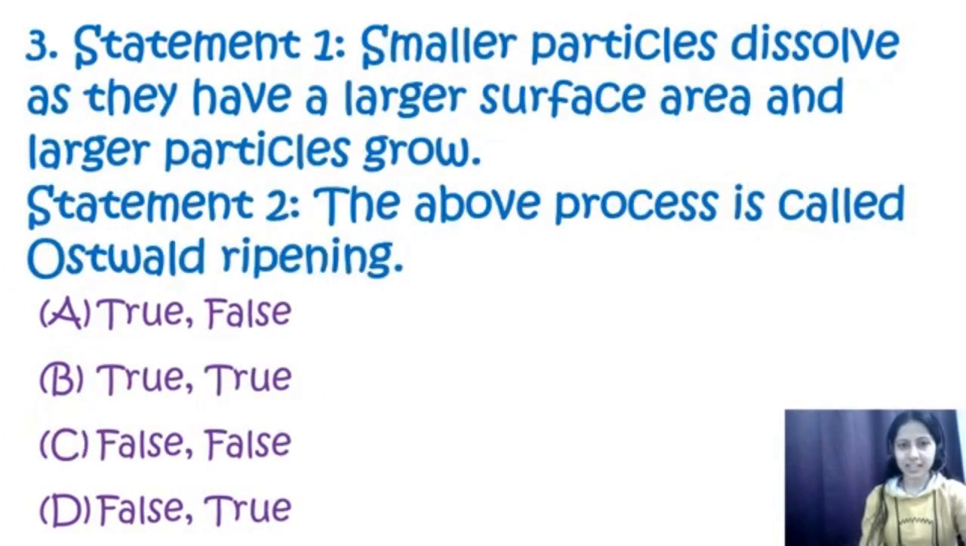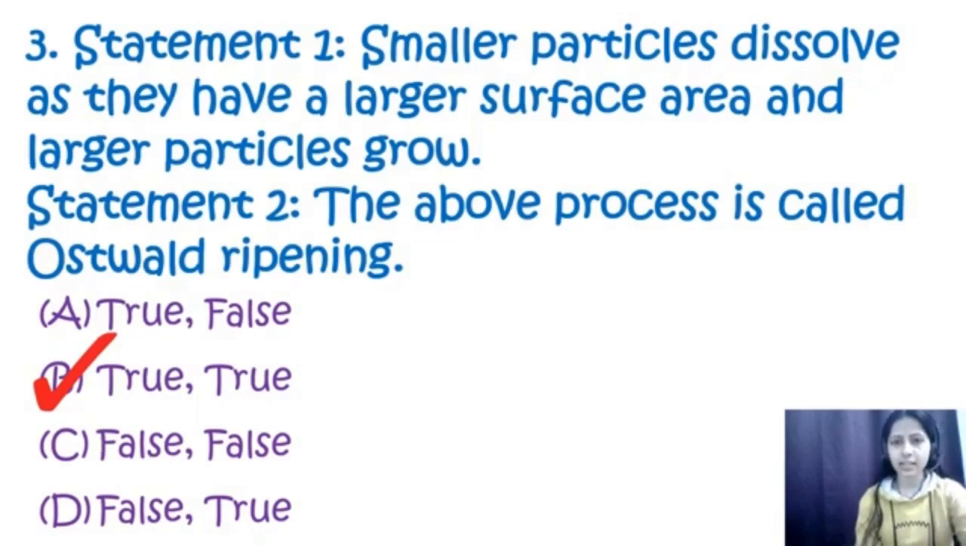Question 3. Statement 1. Smaller particles dissolve as they have a larger surface area and larger particles grow. Statement 2. The above process is called Ostwald ripening. Options are A. True, false, B. true, true, C. false, false and D. false, true. So the correct answer is option number B, that is true, true. So statement 1 says smaller particles dissolve as they have larger surface area and larger particles grow.